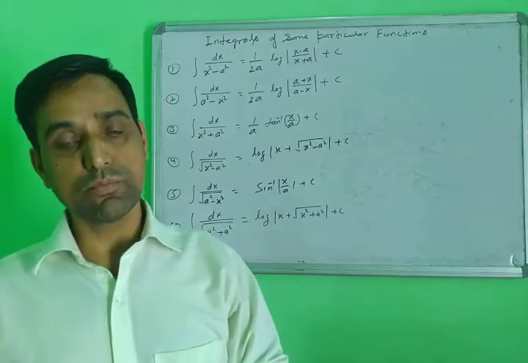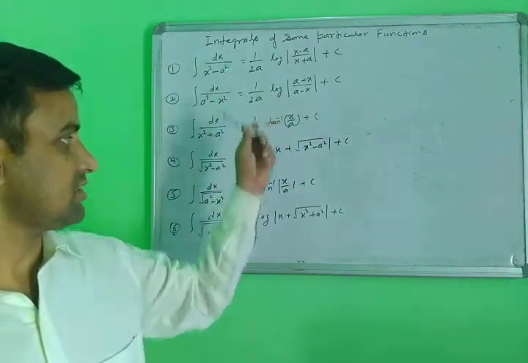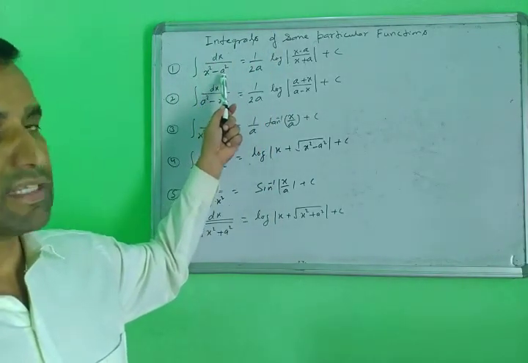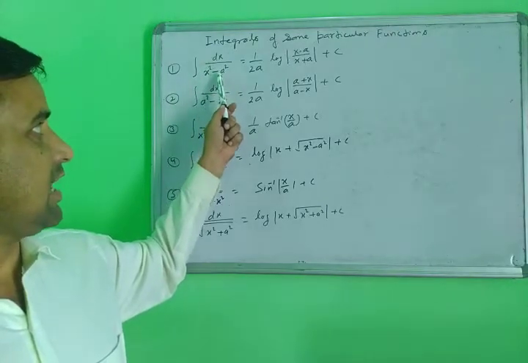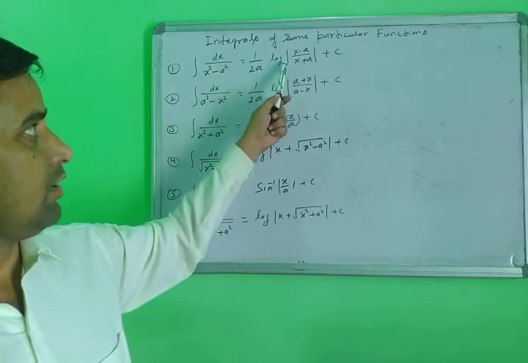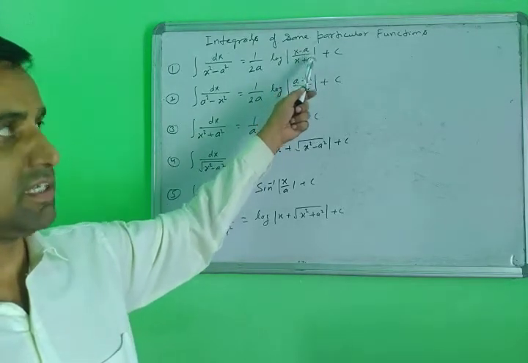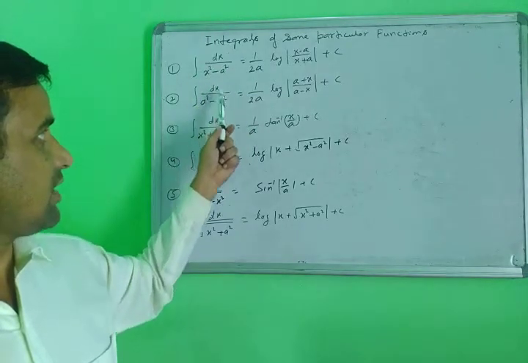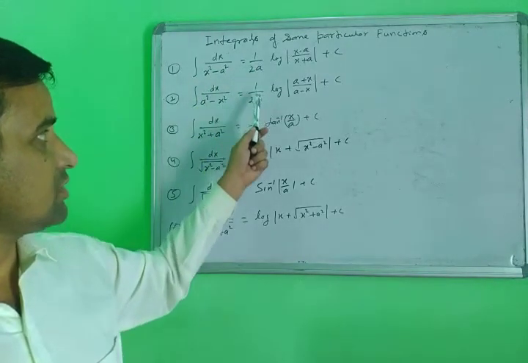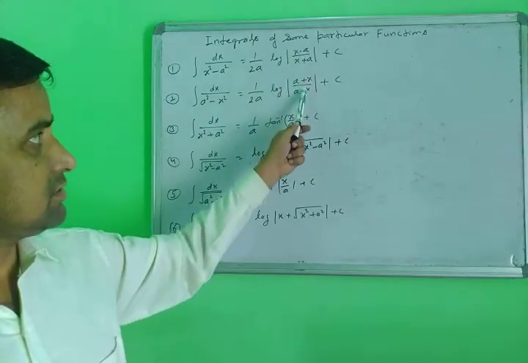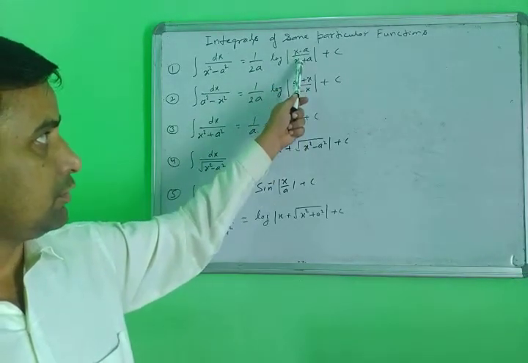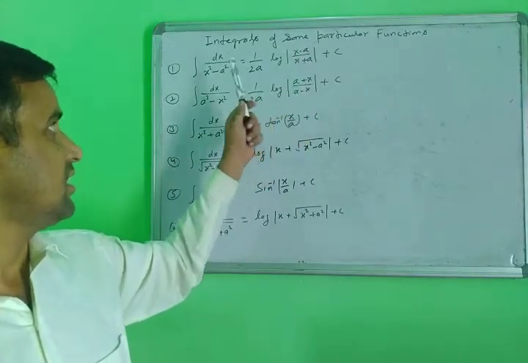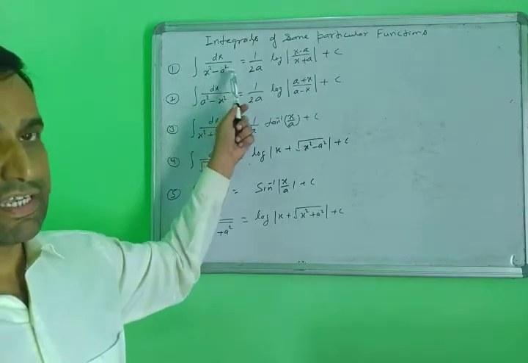I have written here six special types of functions. The first function is dx over x square minus a square. The identity for this is 1 upon 2a log mod of x minus a upon x plus a, plus c. But suppose you interchange a square and x square. The identity is the same in this portion, but the numerator part moves to the denominator, or the denominator part moves to the numerator. It is a very minor difference when you interchange x and a.